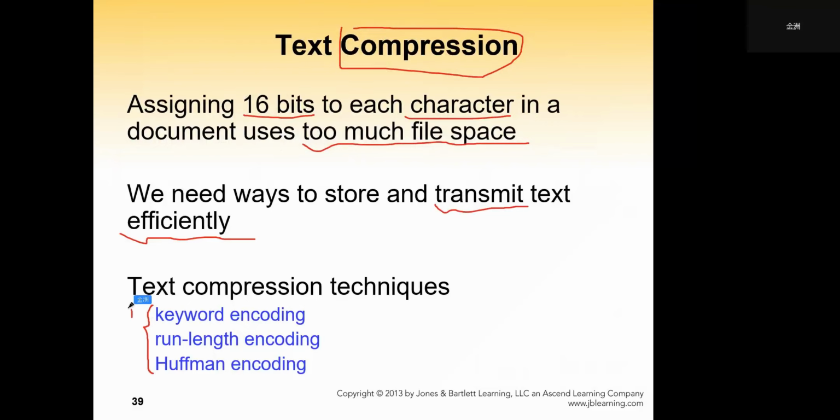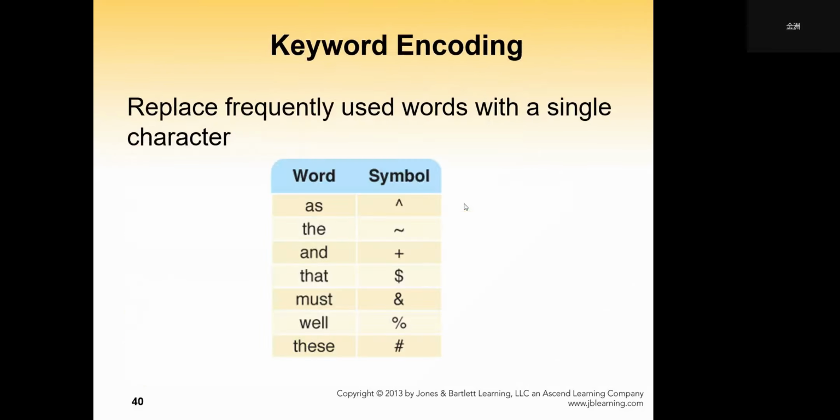The first one we call keyword. The second one we call run length. And the third one we call Huffman encoding. All these three encoding algorithms are suitable for different situations. So let's check them in detail. Firstly, we talk about keyword encoding.